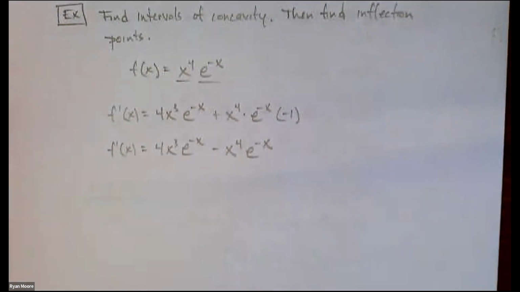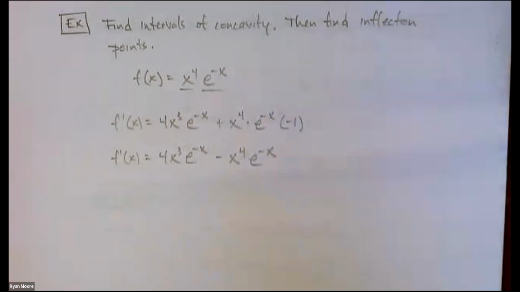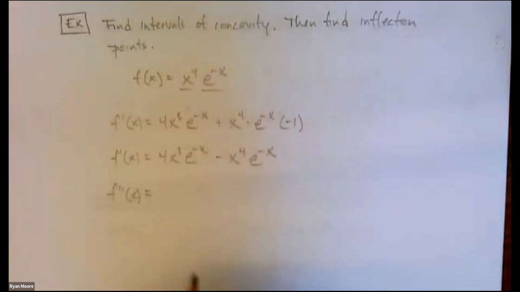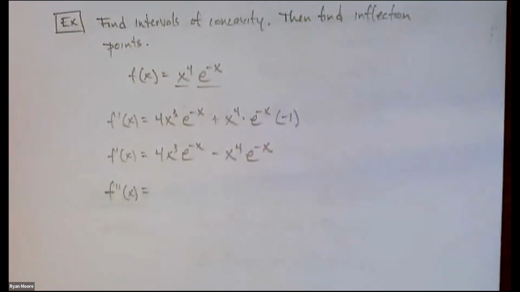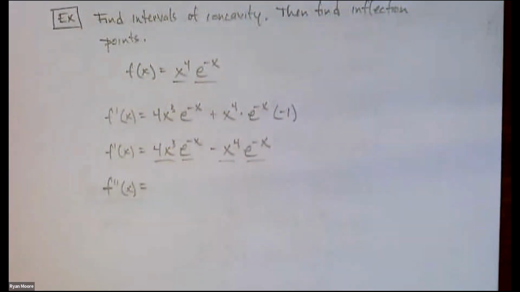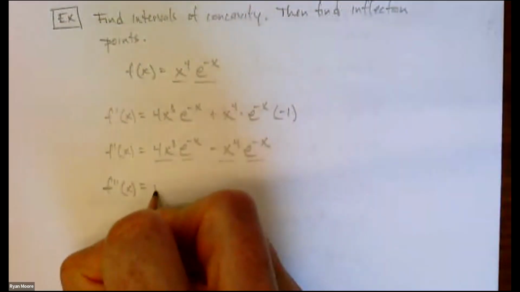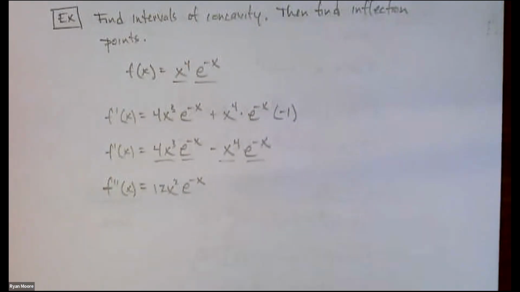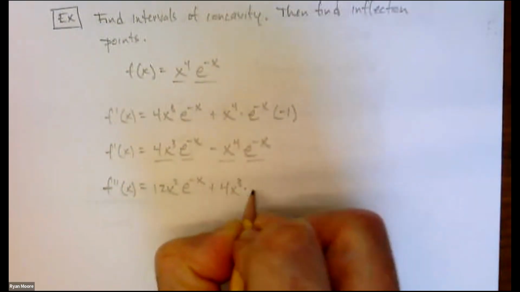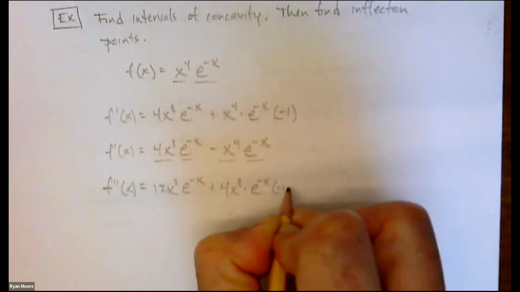Because we're looking for concavity, we need a second derivative. So here we go again. Notice now we have two product rules. So let's carefully do each of these. The first product rule, 12x squared e to the negative x plus 4x cubed times e to the negative x times -1.